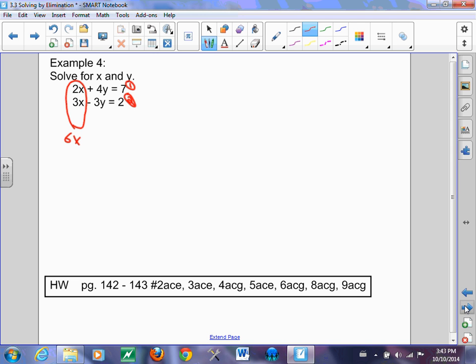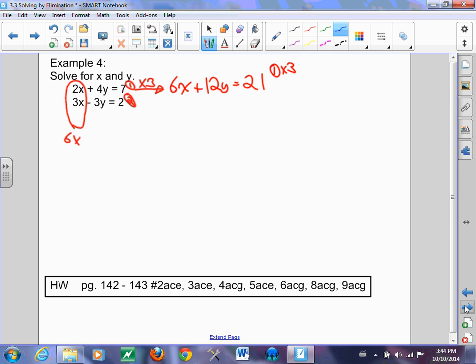Okay, so currently we have 2x. What do we have to multiply it by to get 6x? We've got to multiply it by 3. So we're going to take the entire first equation and multiply it by 3. So that's going to be 6x plus 12y equals 21. And my communication is going to be 1 times 3.